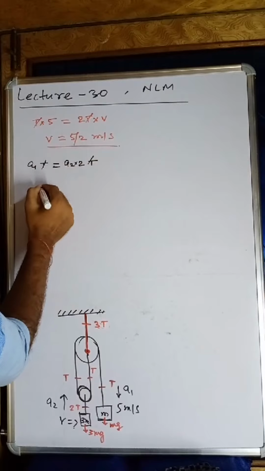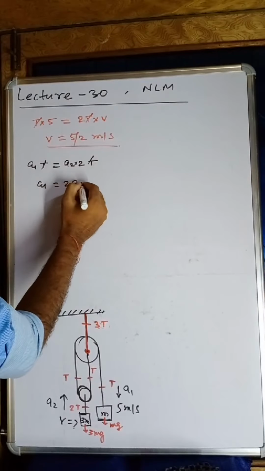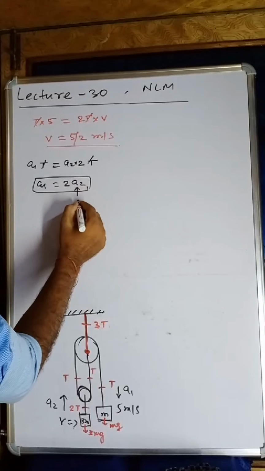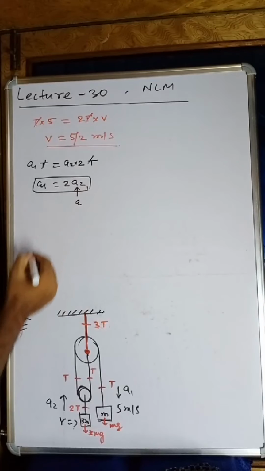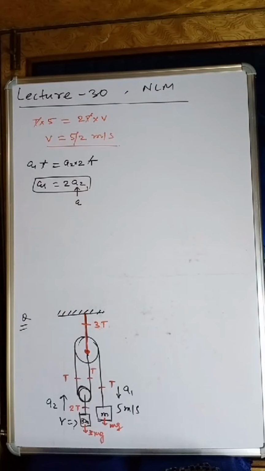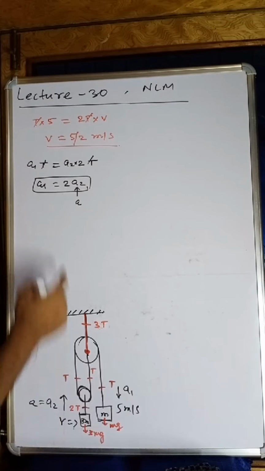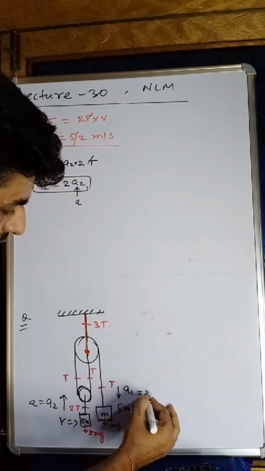2t will be cancelled out. So A1 equals twice A2. We got a relation. It means if A2 is A, then A1 will be how much? 2A. If A2 is A, then A1 will be 2A.